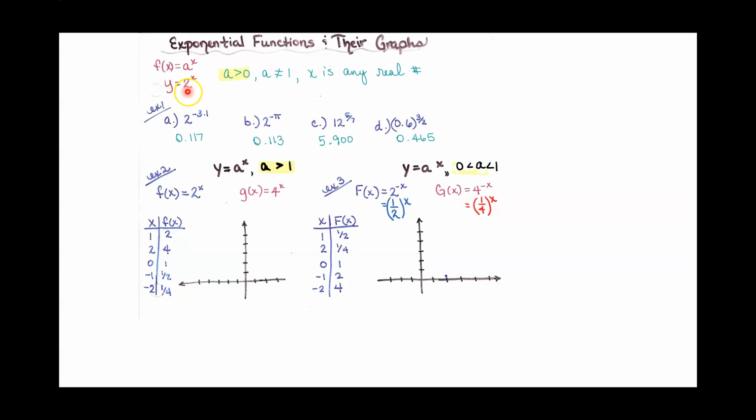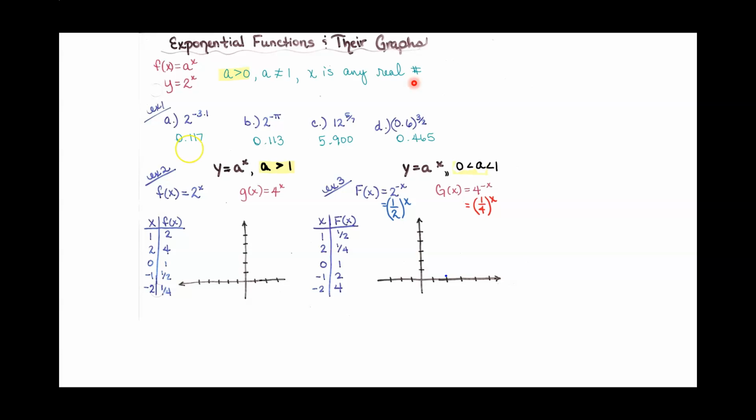You don't want this to be a 1 because 1 to the x would be just y is equal to 1, no matter what you put in for x. So you would just get a horizontal line, not an exponential function. And then our exponent x can be any real number, so just not an imaginary, any real number.